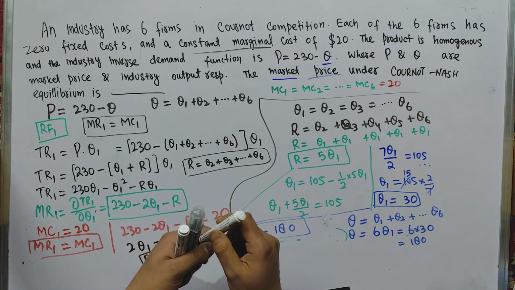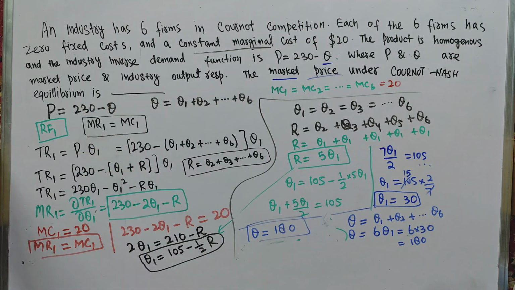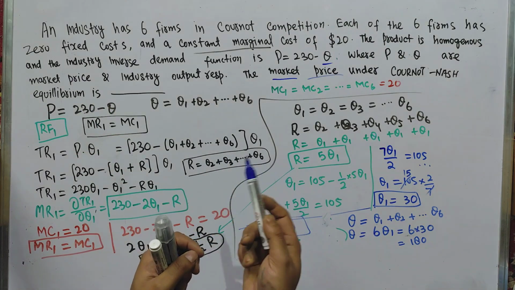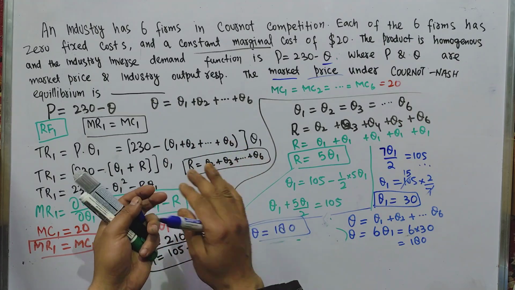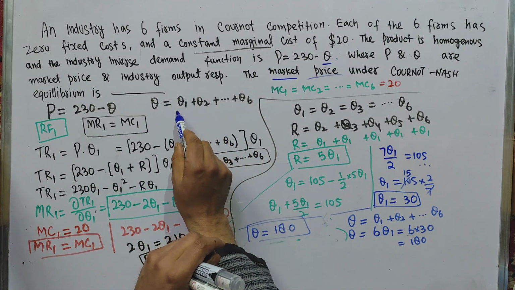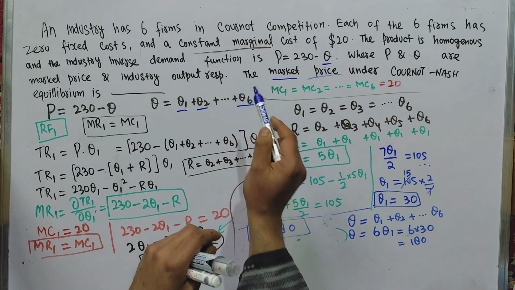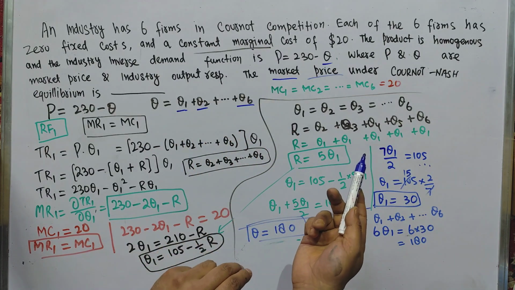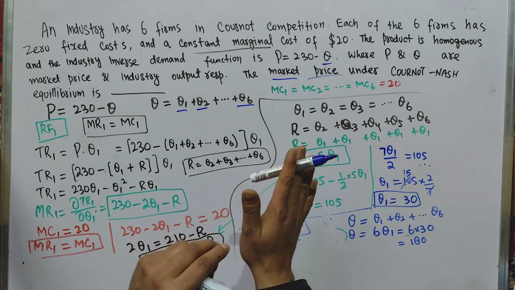Okay, so first thing is we write the given inverse demand function, that is P is equal to 230 minus Q. And we know Q is the sum of the outputs of 6 firms. So Q will be equal to output of firm 1 plus output of firm 2, and so on up to output of firm 6. Now first we solve for the reaction function of firm 1.